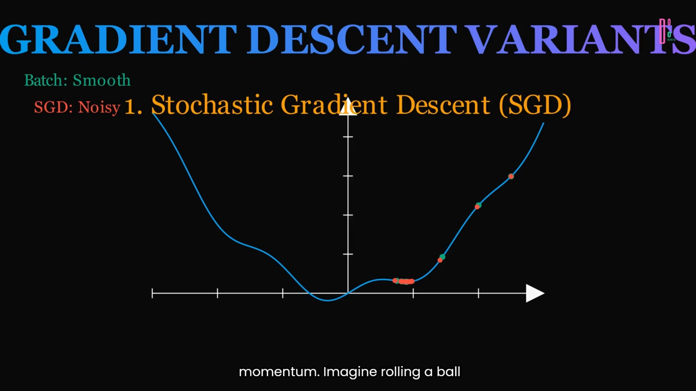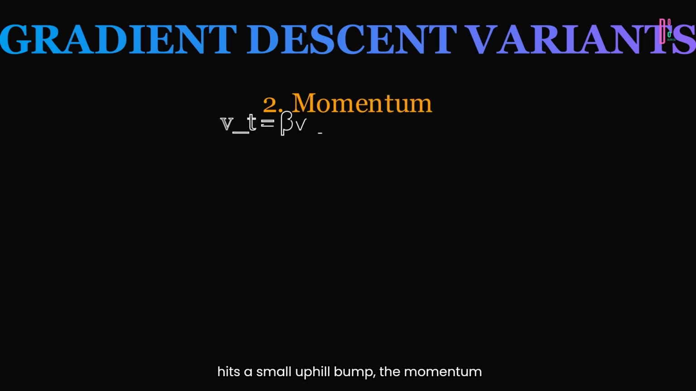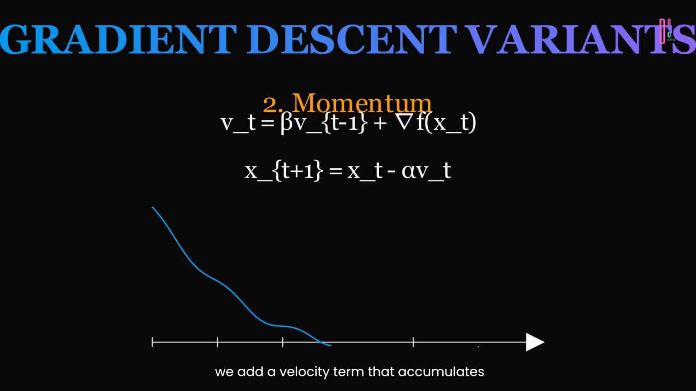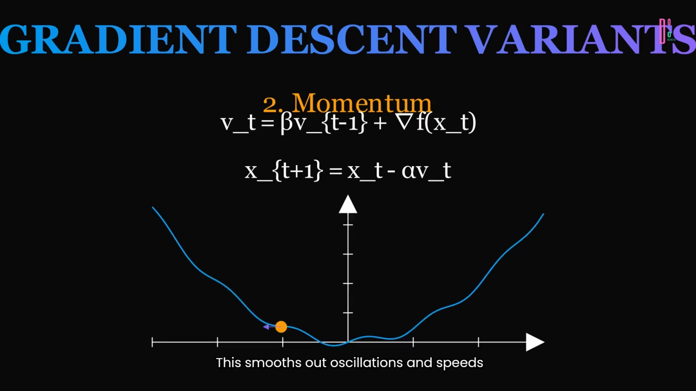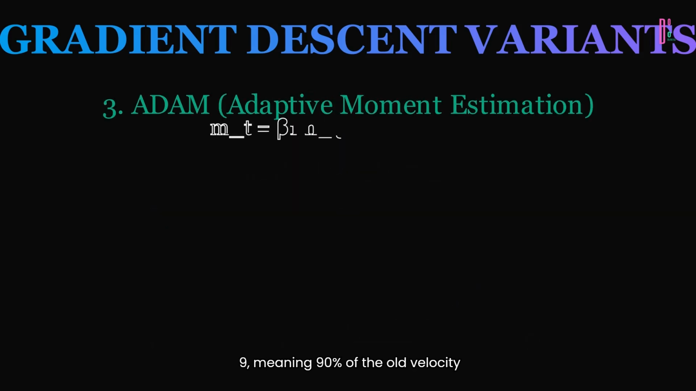Second, momentum. Imagine rolling a ball downhill. It builds up speed. Even if it hits a small uphill bump, the momentum carries it through. Same principle here. We add a velocity term that accumulates gradient information from previous steps. This smooths out oscillations and speeds up convergence. The formula adds a momentum term, v equals beta times v old plus gradient, then update, x minus learning rate times v. Beta is usually 0.9, meaning 90% of the old velocity carries forward.